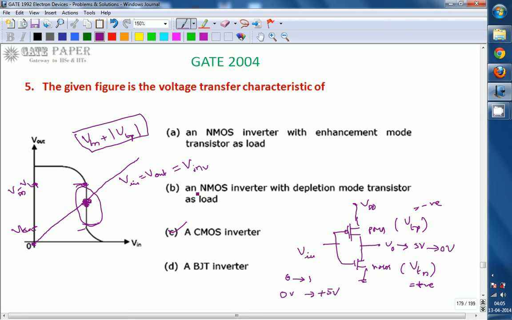This is a special characteristic of the CMOS inverter, where at the V inversion point the output voltage drops by VTN plus VTP. So this characteristic is related to a CMOS inverter definitely. So the answer for us is C.